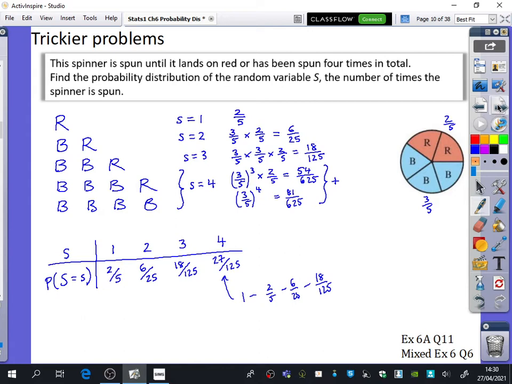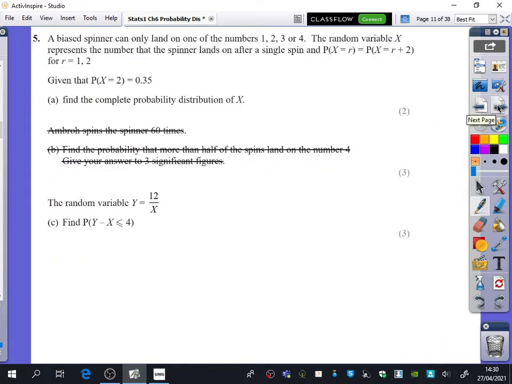You're done? Okay, good. So this one, it's an exam question, so you can see it's written in that different kind of font that we've got there. It says, a biased spinner can only land on one of the numbers 1, 2, 3, or 4. Because it's a biased spinner, we know it's not a discrete uniform distribution because the probabilities are not going to be equal for each of them. The random variable x represents the number that the spinner lands on after a single spin.